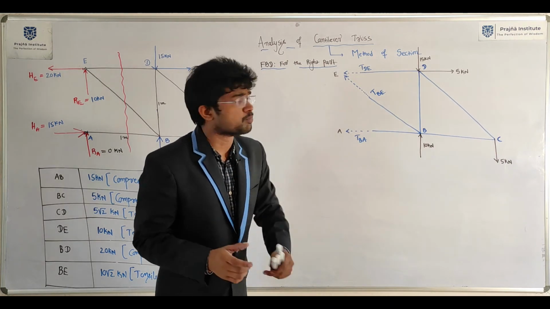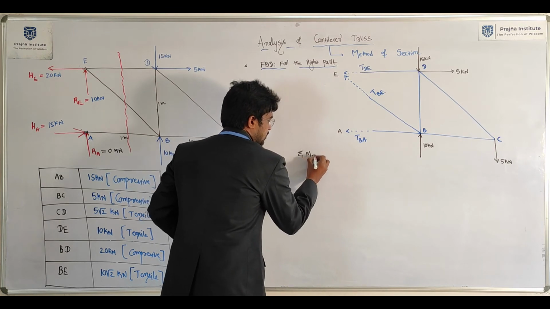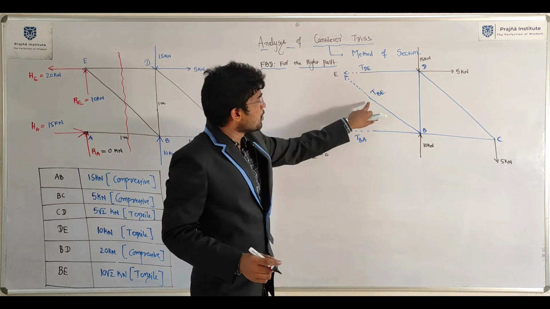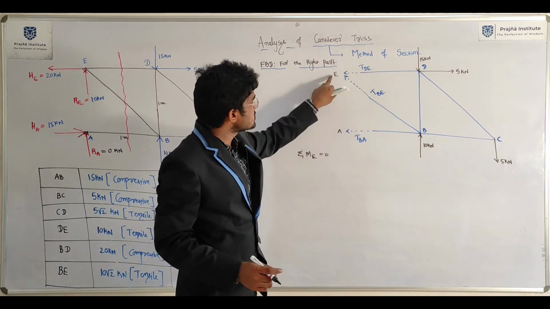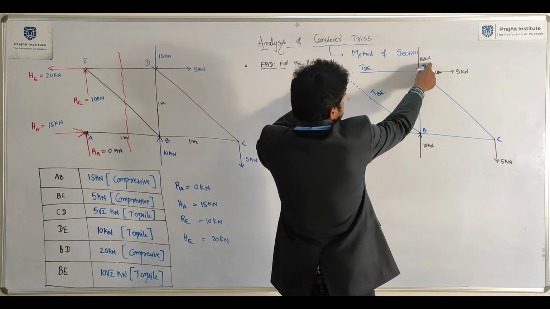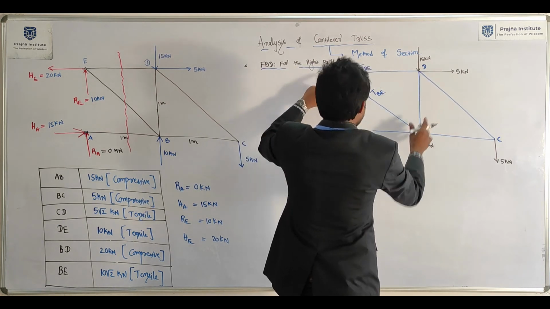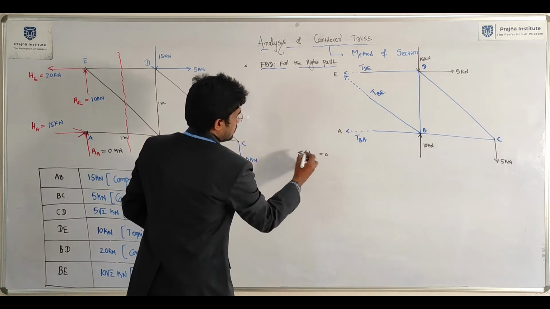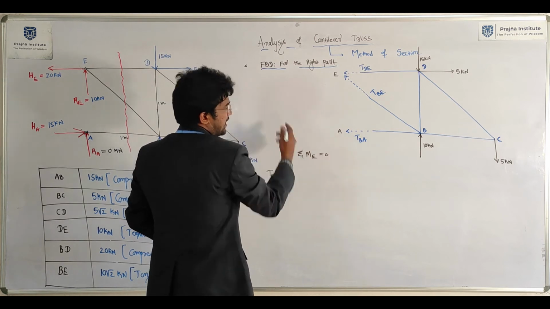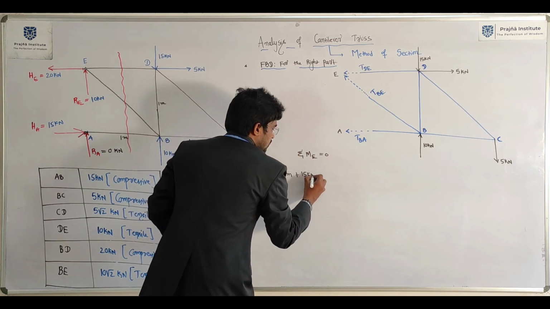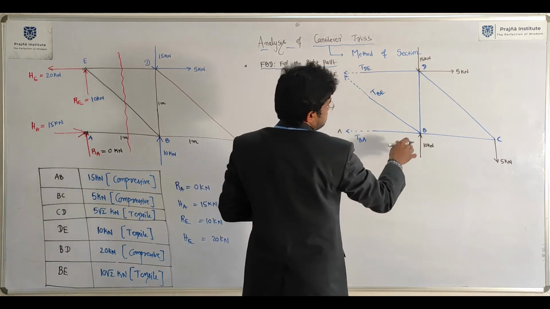Now we need to apply moment about E. Sigma M E equals 0. Here, moment of these two forces about this point equals 0. Moment of this force about this point is clockwise 15. Now tell me, TBA into 1 meter, it is clockwise. 15 kilonewton into 1 meter, clockwise.